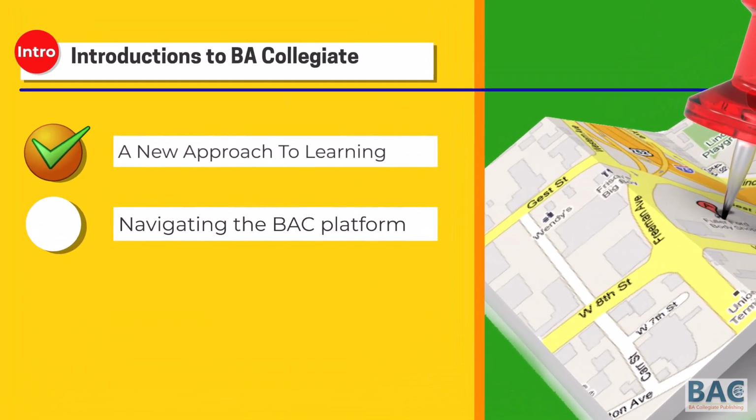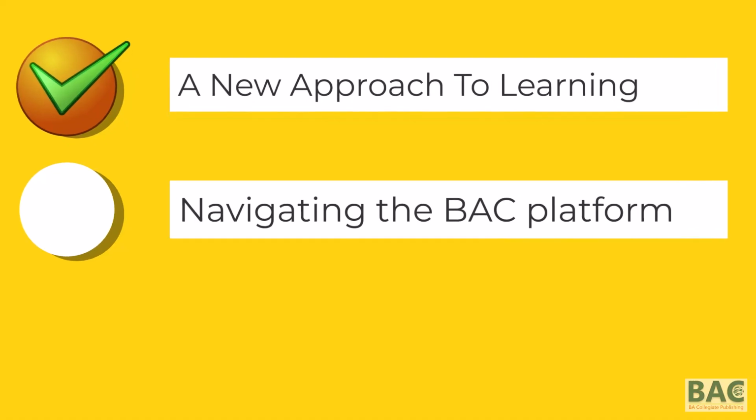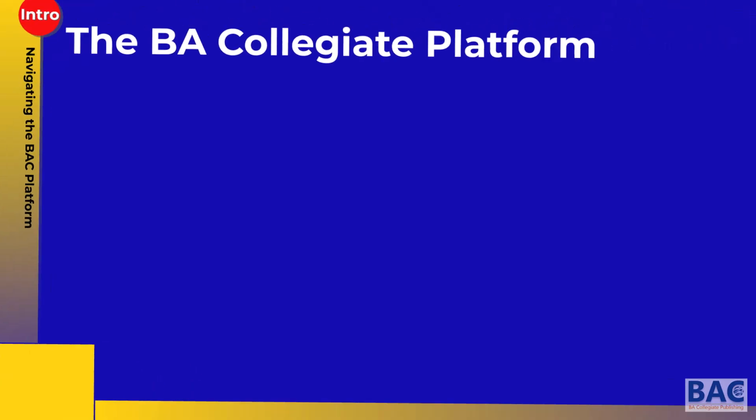In the first one, I talked about what makes BA Collegiate different. This time, I want to give you a quick walkthrough of how to actually use the site, where to go, what you'll find, and a few tips that hopefully will be helpful as you go through the process. Let's start with the big picture.